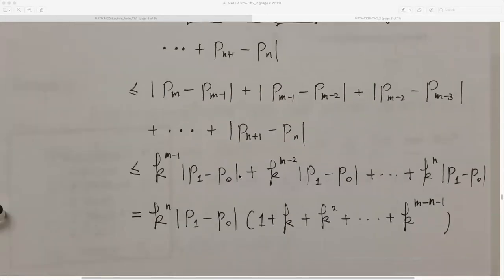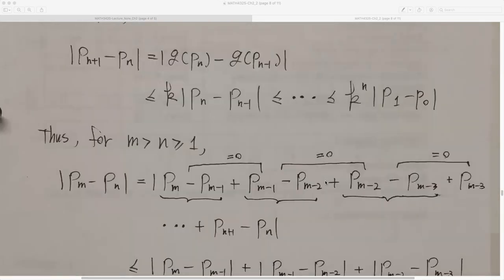Right. So finally, this is equal to k to the nth power because m is greater than n, right? So m minus 1 must be greater than or equal to n, because you see that m is greater than n, which is greater than or equal to 1. So m minus 1 must be greater than or equal to n.